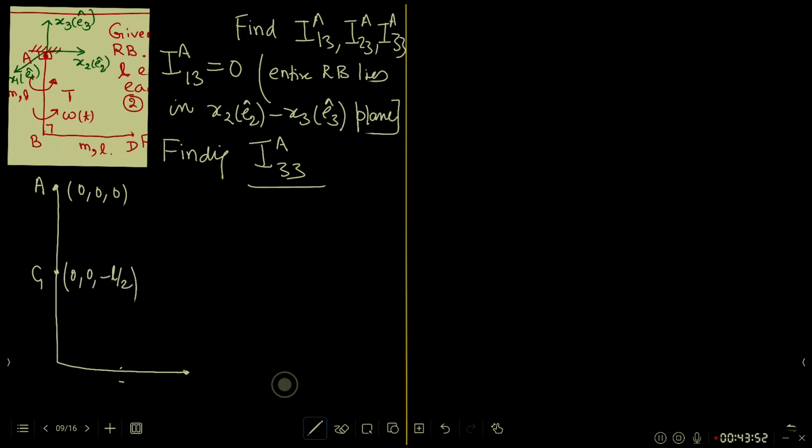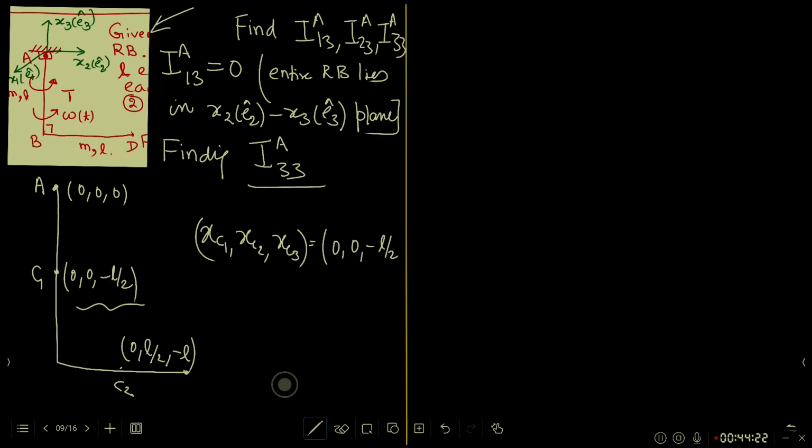Okay, axis orientation are visible here. So I'm going to write these coordinates in this form: XC1, XC2, XC3 equals 0, 0, minus L by 2 and XC2 will be slightly longer. Let me keep it like this. We will refer to these 2 directly.